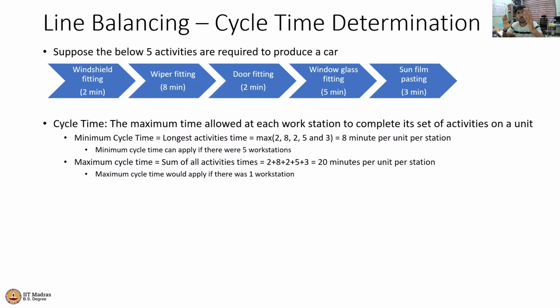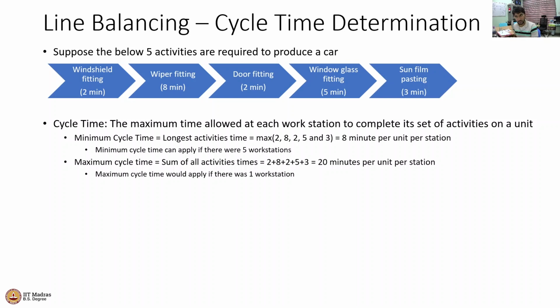So the conveyor will move in such a way, or the item will move in such a way, or there will be spaces for movement if it's a service sector, so that by the time the windshield is fitted and you are allowed to move, the next workstation is empty. If I have to do this, the minimum cycle time that I will be able to achieve is the time that I take to do wiper fitting, which is 8 minutes. So the minimum cycle time is the longest activity time amongst all the activities. That was 8 minutes per unit per workstation. And the maximum cycle time that I can achieve is when I do all the activities put together in one station.